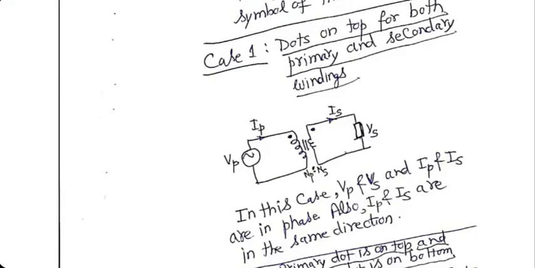And also IP is going in and IS is coming out. That is the way it is supposed to be. All the test data given by the manufacturer in the data sheet will be based on these directions for currents, assuming that VP and VS are in phase with each other, no phase shift between them.